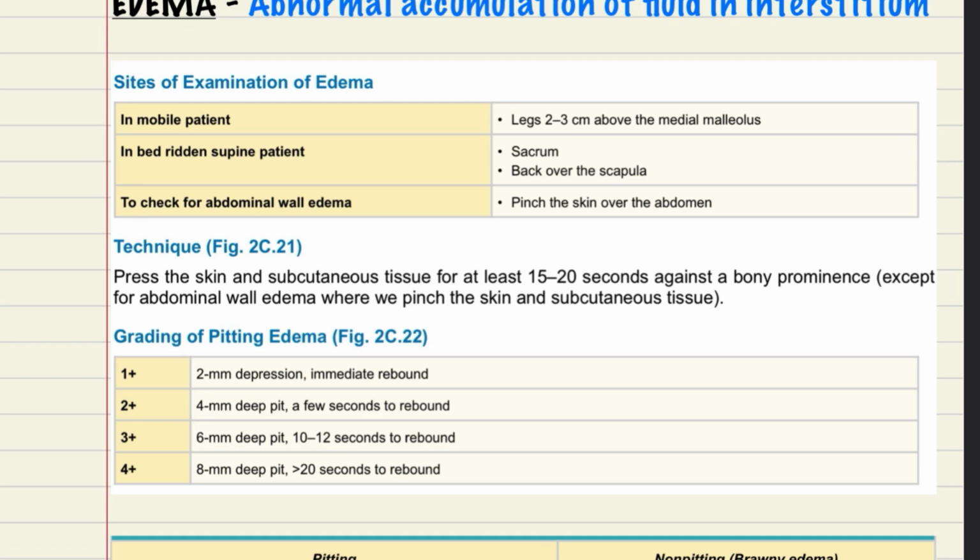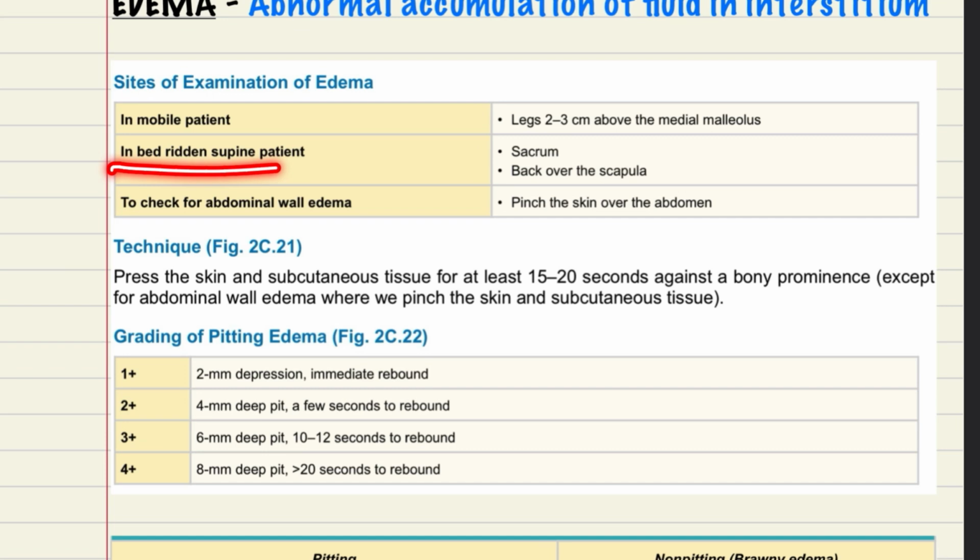First of all, if the patient is mobile, moving, then we can see the edema in the medial malleolus, above the medial malleolus, 2 to 3 centimeter above the medial malleolus. So 2 to 3 centimeter in the leg above the medial malleolus is the site in the mobile patients.